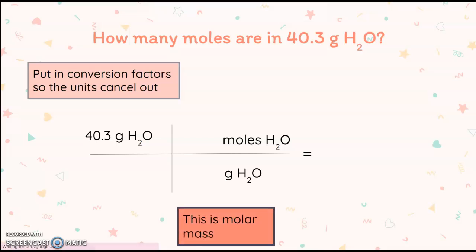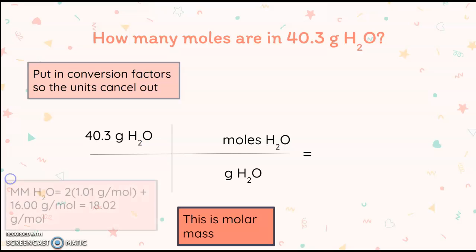Now, if you look at this, moles and grams, this is a conversion factor. This is molar mass. And so I have calculated it here to the side. If I use the periodic table, I can see that hydrogen has a molar mass of 1.01 grams per mole. We have two of them, so we're going to multiply that by 2. And oxygen has a molar mass of 16.00 grams per mole. There's one of them, so we just add that together, giving us 18.02 grams per mole.